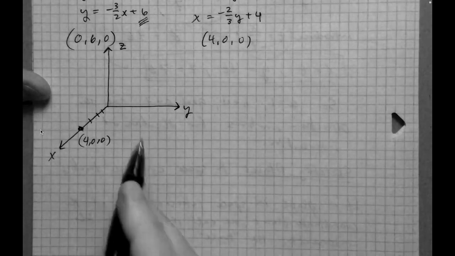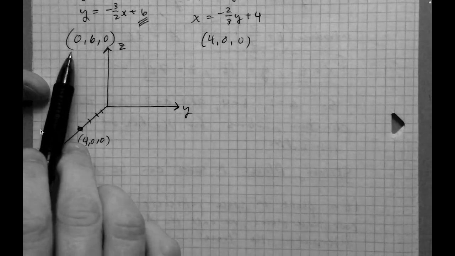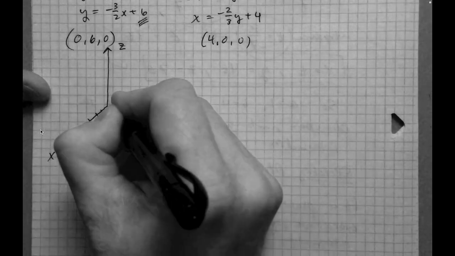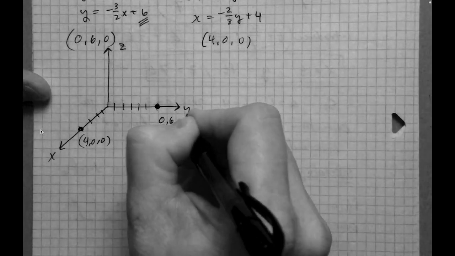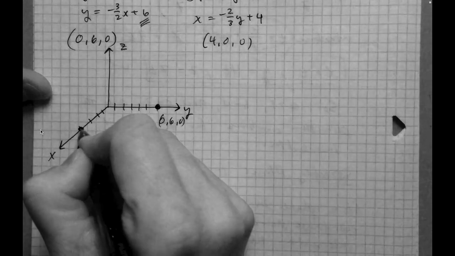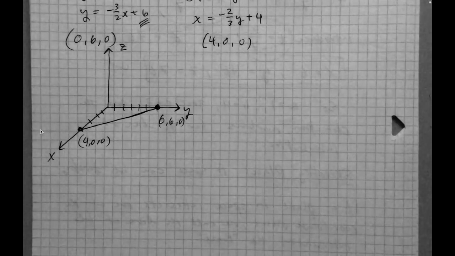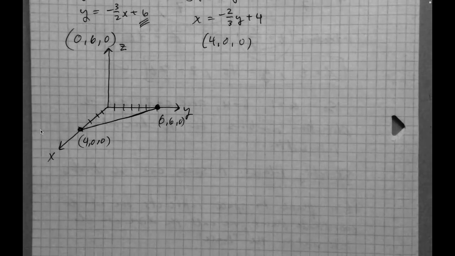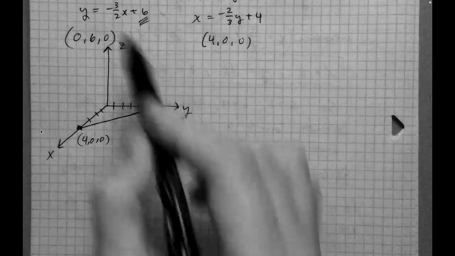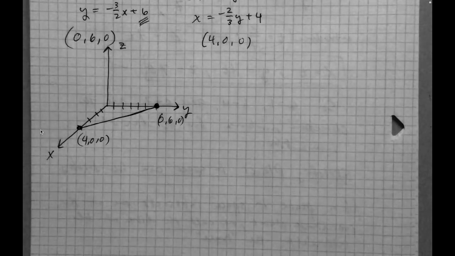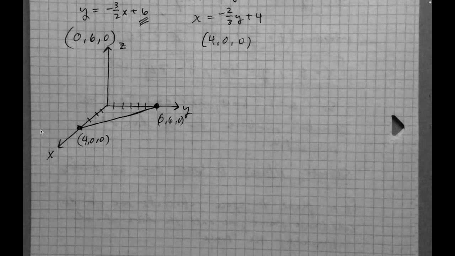4, 0, 0. And the plane I'm interested in intersects the y-axis at 0, 6, 0. So 1, 2, 3, 4, 5, 6, so up here. And so we can draw the trace. That's the line that intersects the xy plane, right? You can see it's on the xy plane, and so our surface is going to come down and intersect the xy plane along this line.